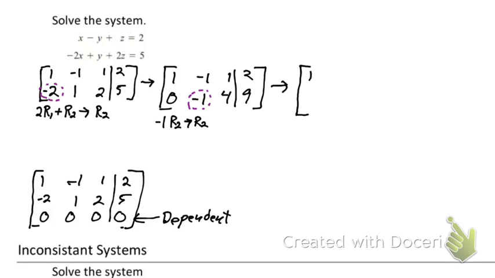Row 1 remains. 1, -1, 1, 2. And down below we're going to have 0. -1 times -1 times a -1 is a positive 1. Times 4 times a -1 is a -4. And finally we have -9.